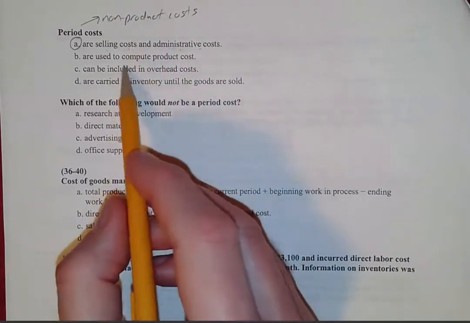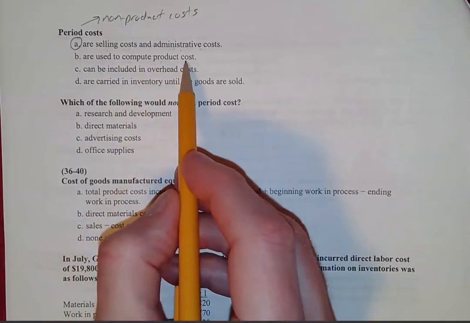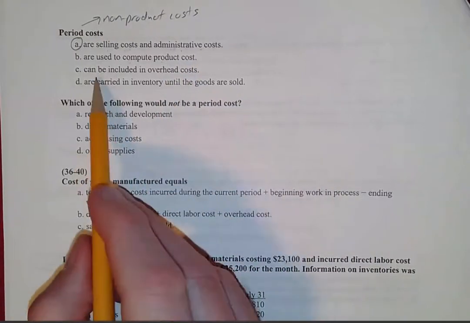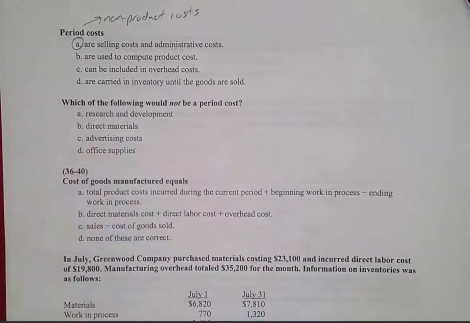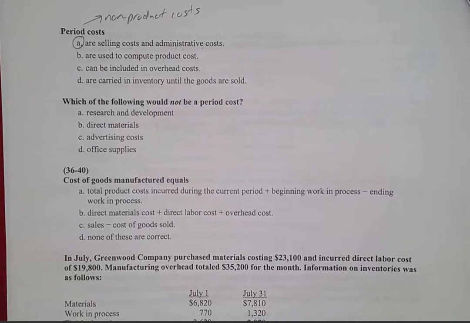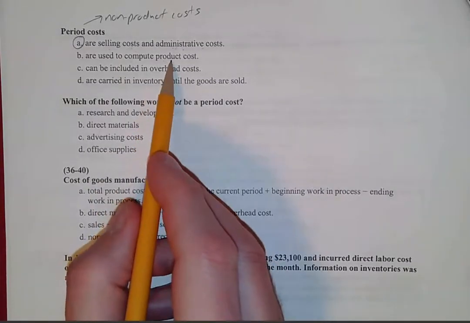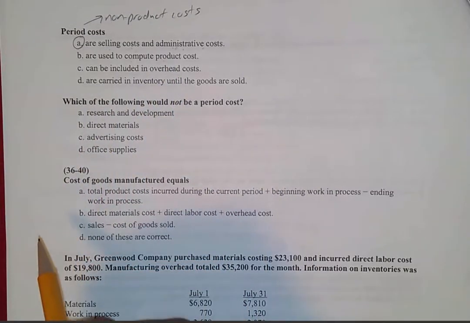Looking at the other choices, it says are used to compute product costs. No, product costs are used to compute product costs, not period costs. Can be included in overhead costs. Again, this is wrong because overhead costs are a product cost. And then finally, D says are carried in inventory until the goods are sold. Well, if something's being carried in inventory, it's a product cost. So we were right. A is in fact our answer.